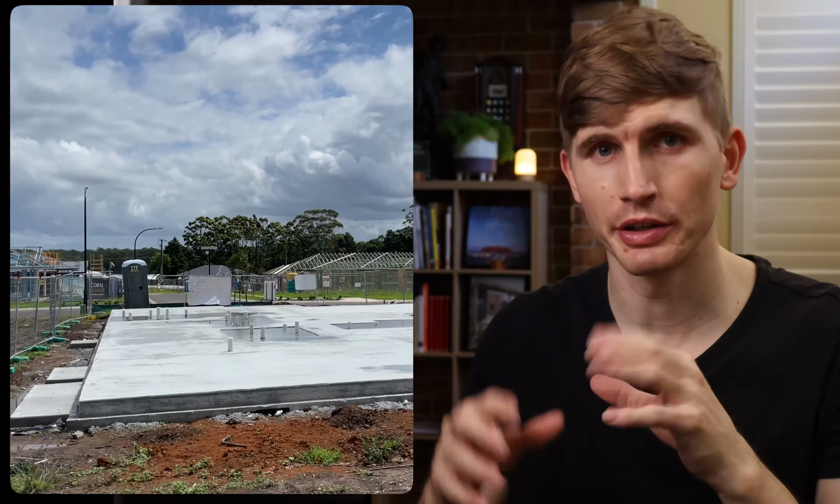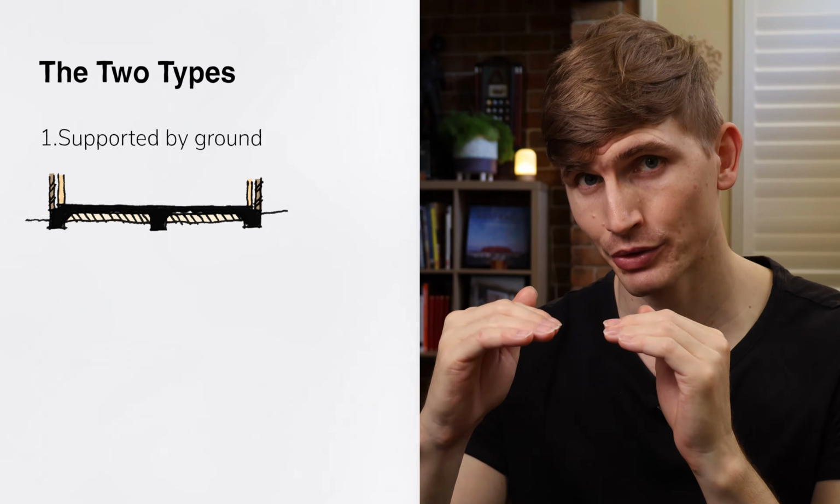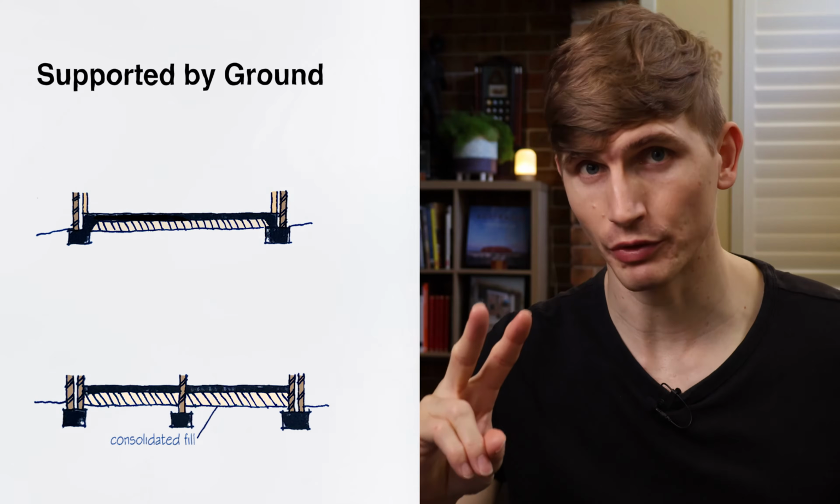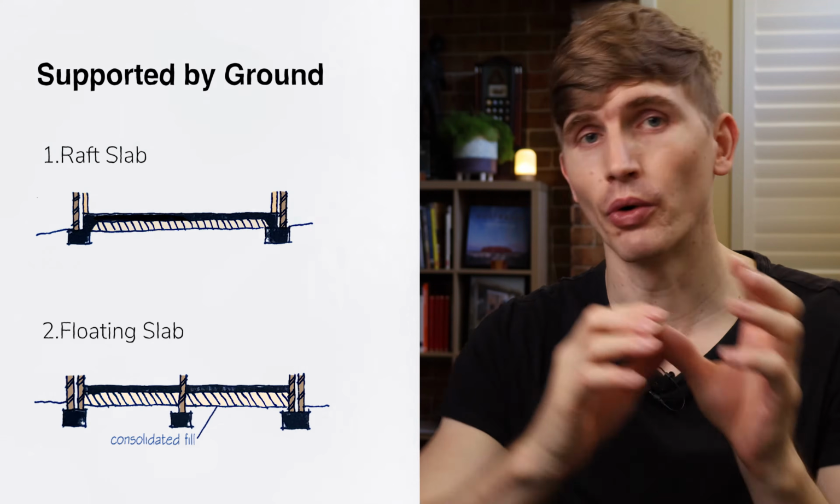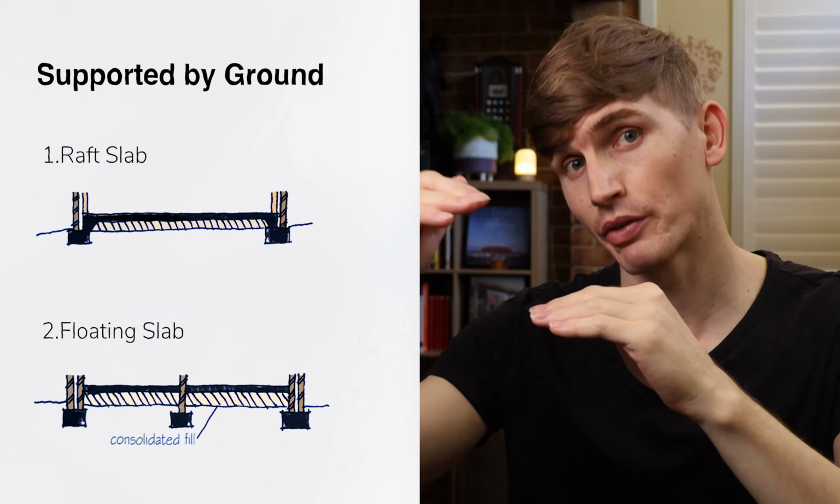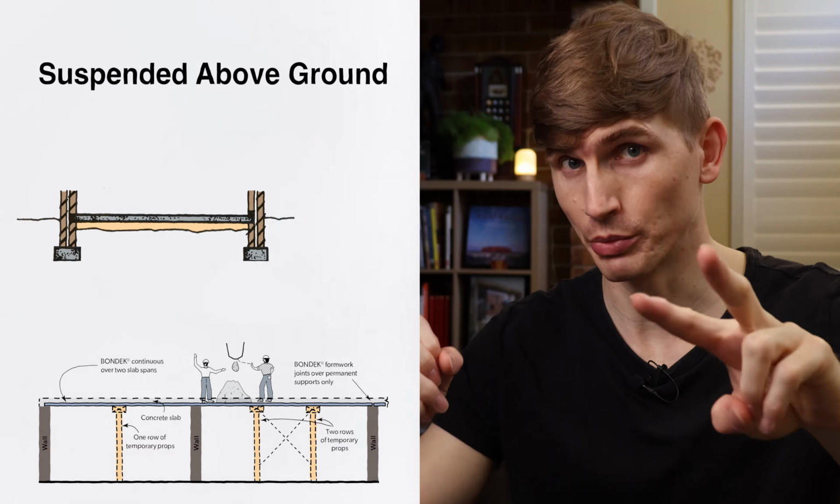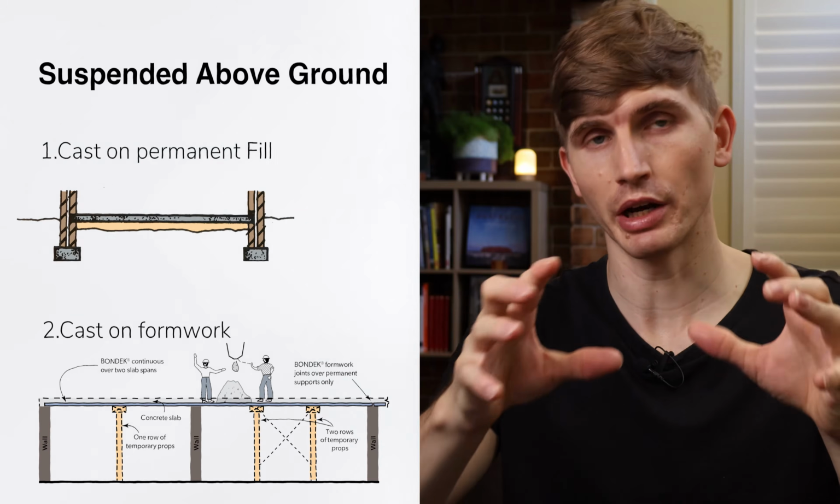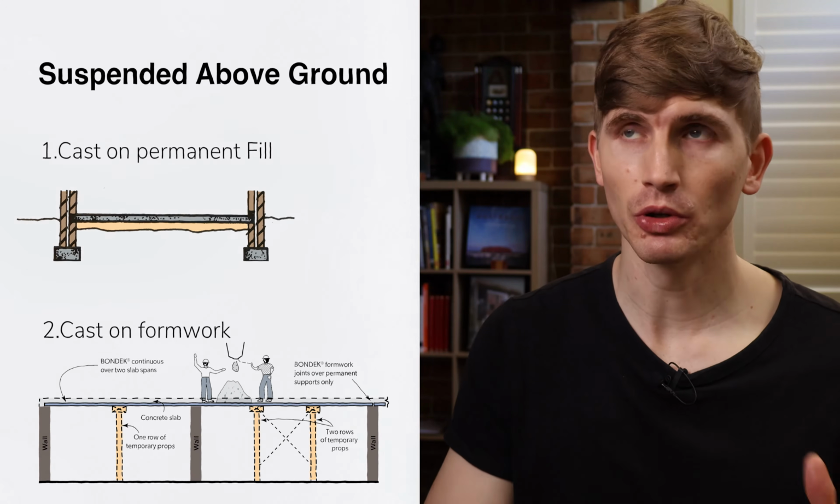Concrete slabs used in house construction are almost always reinforced, and these concrete floor slabs are typically done in two ways, either supported by the ground or suspended above the ground. Where it's supported by the ground, it typically comes in two basic forms, either a raft slab or a floating slab. Now, when it's above the ground being suspended, it'll come in two forms as well, which is either suspended slab cast on permanent fill or a suspended slab cast on formwork, which can be removable or permanent.